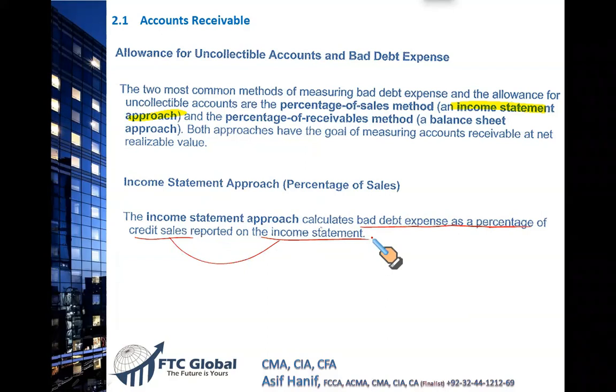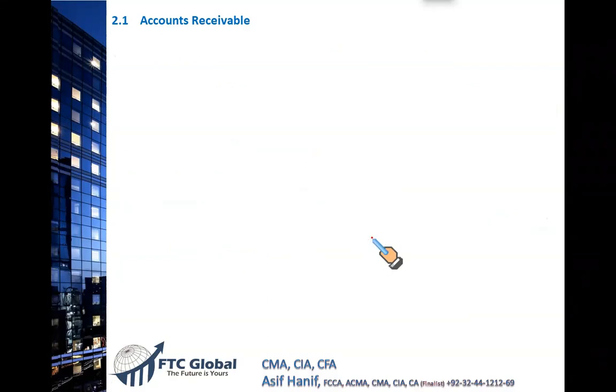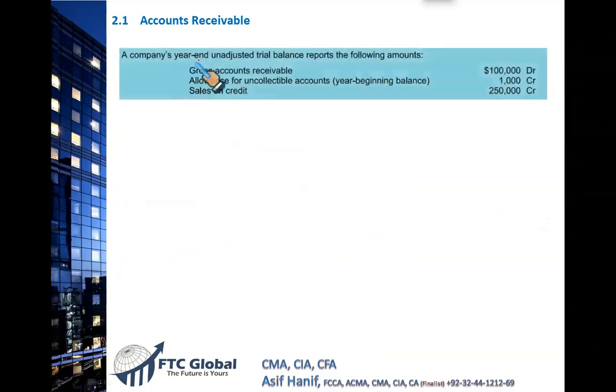Let us take an example to make things clearer and easier to understand. A company's year-end unadjusted trial balance reports the following amounts. We have gross receivables of $100,000.